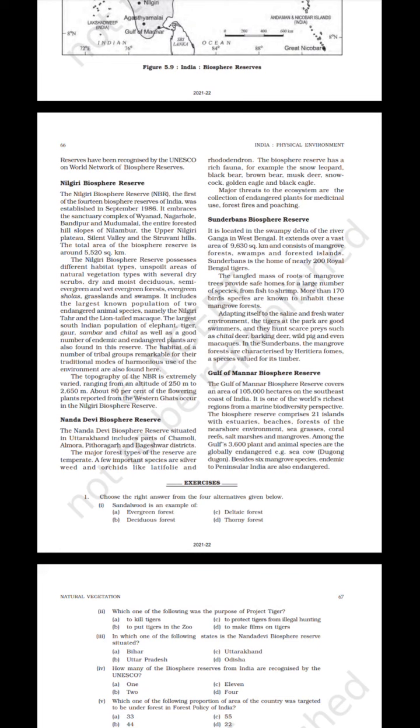Sundarbans Biosphere Reserve. It is located in the swampy delta of the river Ganga in West Bengal. It extends over a vast area of 9,630 square kilometers and consists of mangrove forests, swamps, and forested islands. Sundarbans is the home of nearly 200 Royal Bengal tigers. The tangled mass of roots of mangrove trees provides safe homes for a large number of species, from fish to shrimp. More than 170 bird species are known to inhabit these mangrove forests.